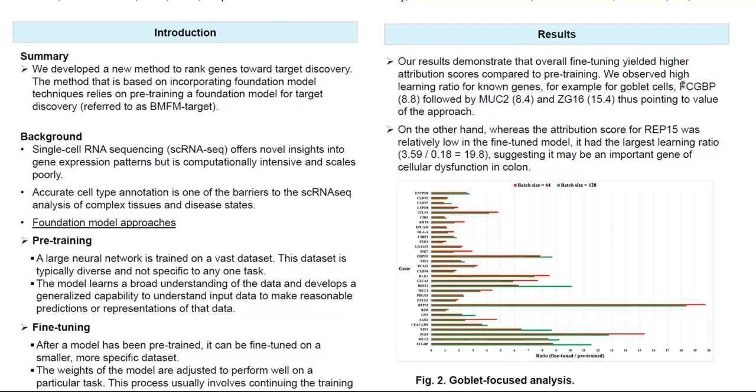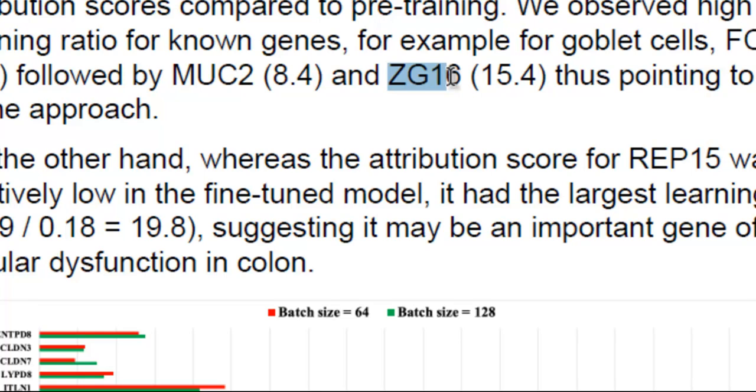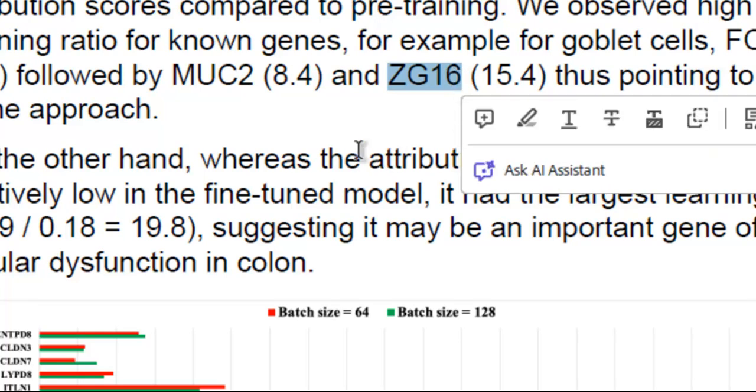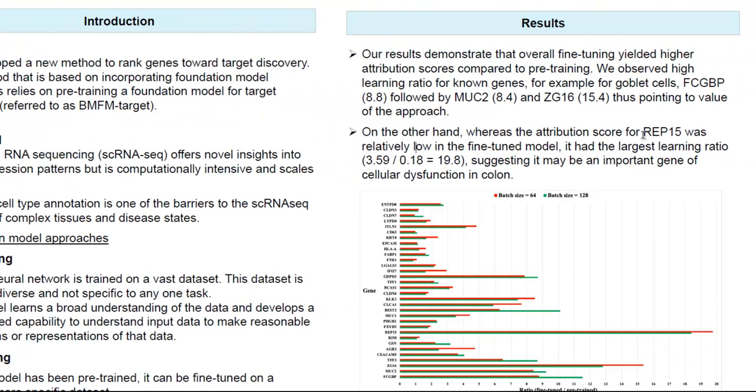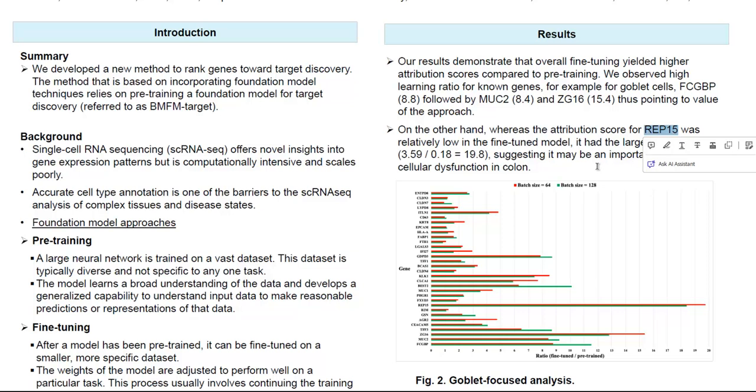And we were able to identify known associations that make sense, related to widely studied genes, like this one, MUC2, and ZG16. But we were also able to identify potentially interesting associations, or I would say high ratios between fine-tuned and pre-trained, for different other genes, considering, for example, RAB15. We used two sets of parameters.